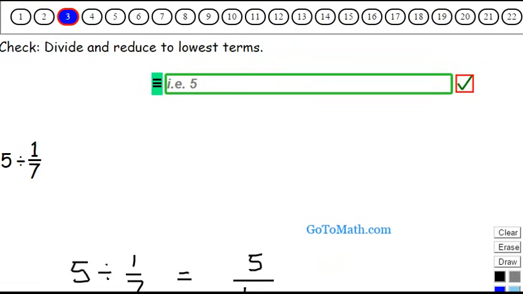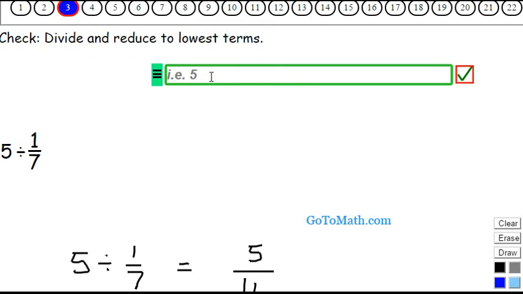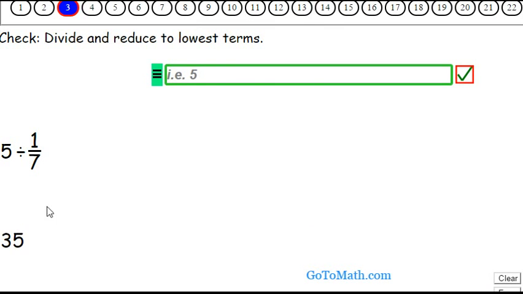And we can click on the answer. You can type that in there. Click on the answer however you want to do that. And that's what we get.